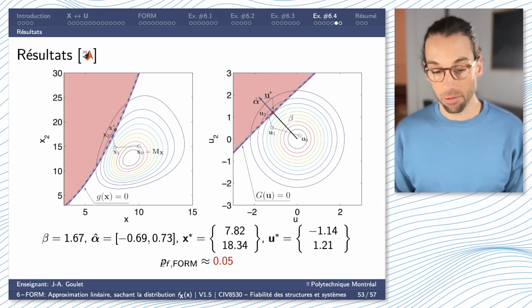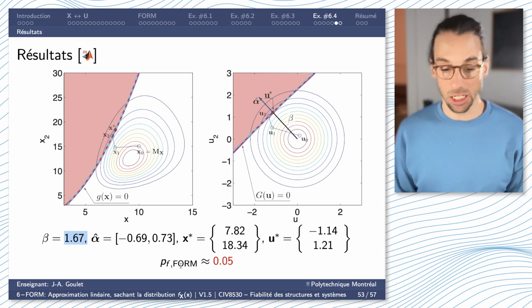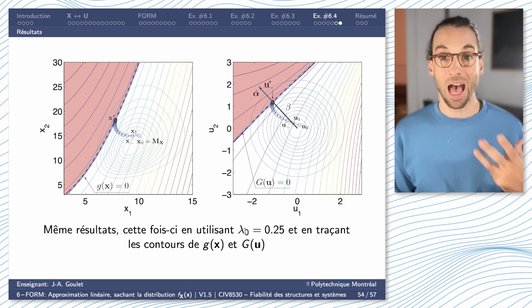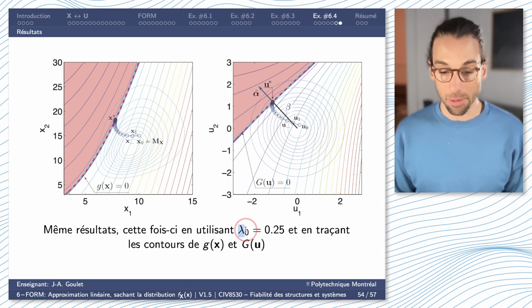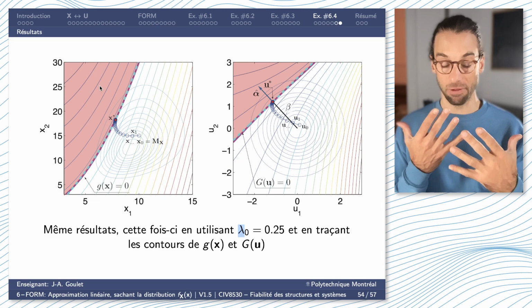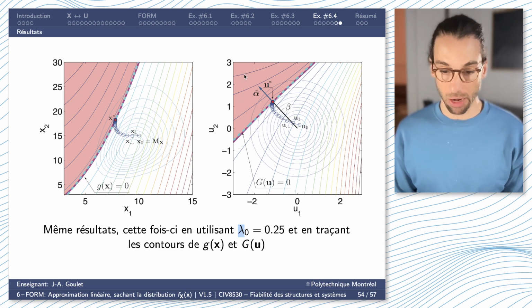And now my failure probability is going to be equal, in this case, to 0.05. I can evaluate this by simply having my beta, and the CDF of minus beta is going to give me my failure probability. If we look at what would have happened if I had used a smaller lambda, say 0.25, you can see that the contours here are the contours of my limit state function, that is out of the plane in that white region, is inside the plane in that red region.